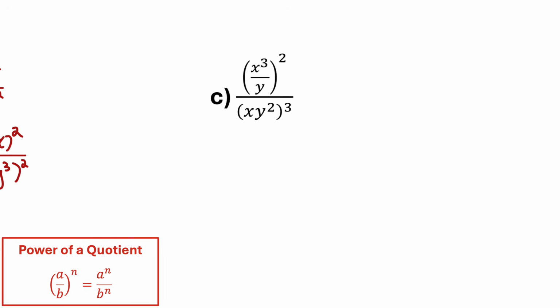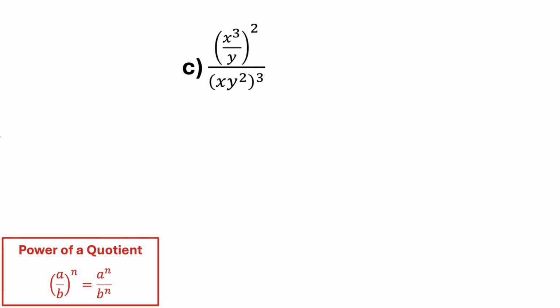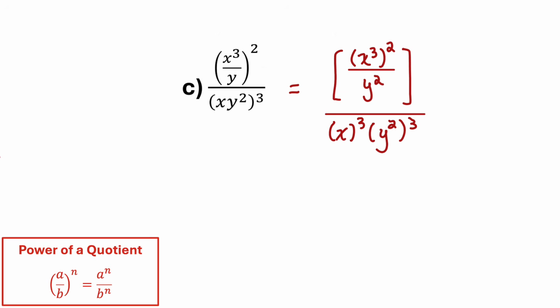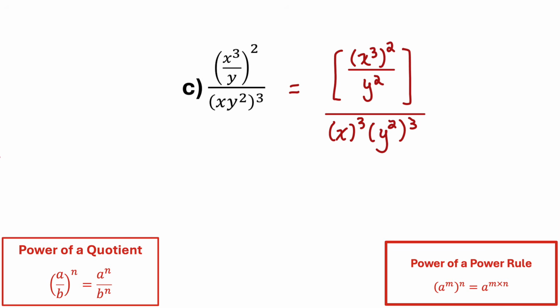Let's do part C. In part C, let's start by looking at the power in the numerator. It's a power of a quotient. I'll have to apply this exponent of 2 to both the x cubed and the y. And then in the denominator, I have a power of a product. So this exponent of 3 has to be applied to both factors of the base, to the x and to the y squared. And now I have a couple powers of powers to simplify.